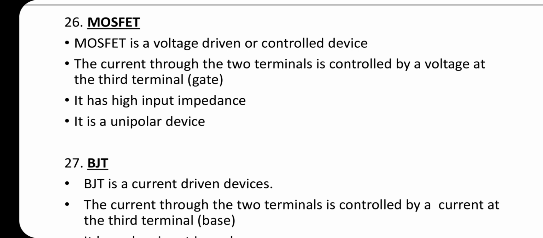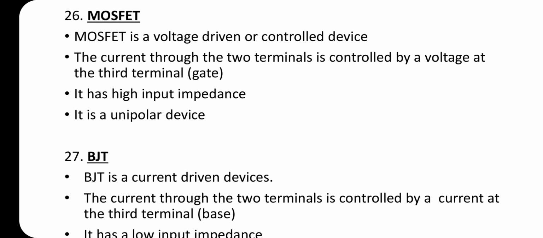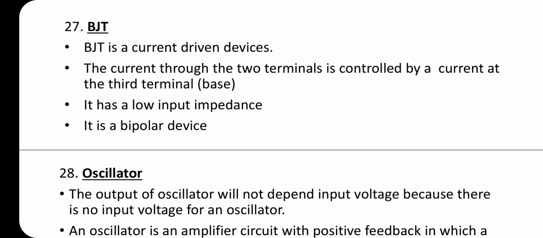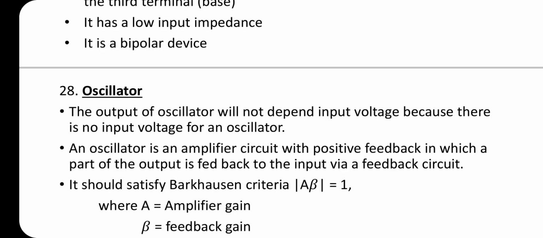MOSFET. MOSFET is a voltage-driven or controlled device. The current through the 2 terminals is controlled by a voltage at the 3rd terminal, that is gate. It has high input impedance. It is a unipolar device. BJT. BJT is a current-driven device. The current through the 2 terminals is controlled by a current at the 3rd terminal, base. It has a low input impedance. BJT is a bipolar device.